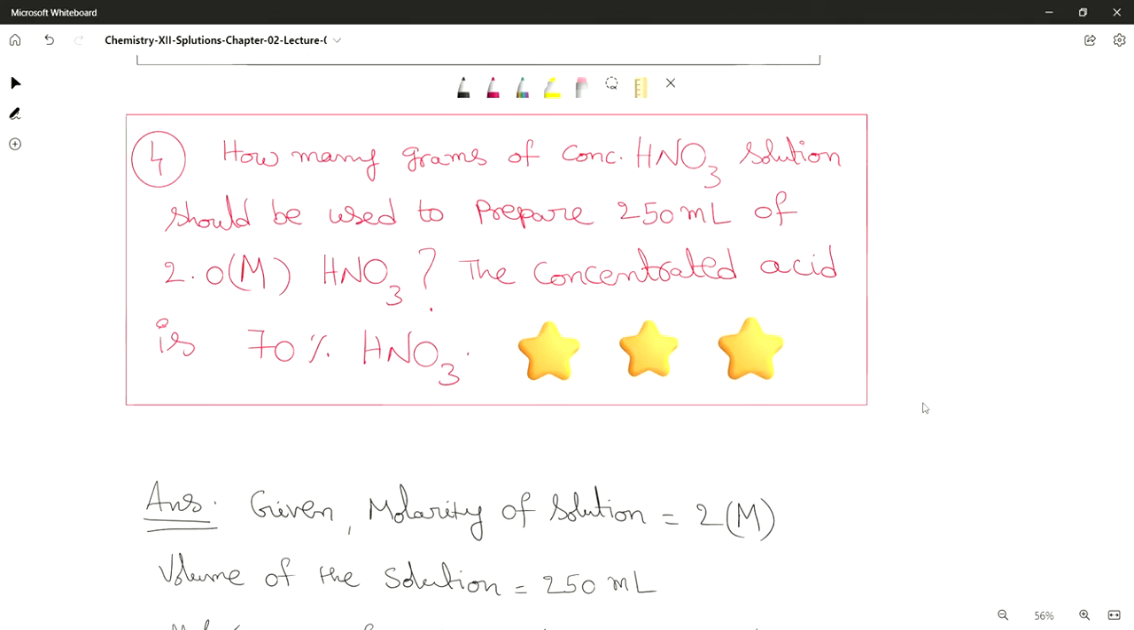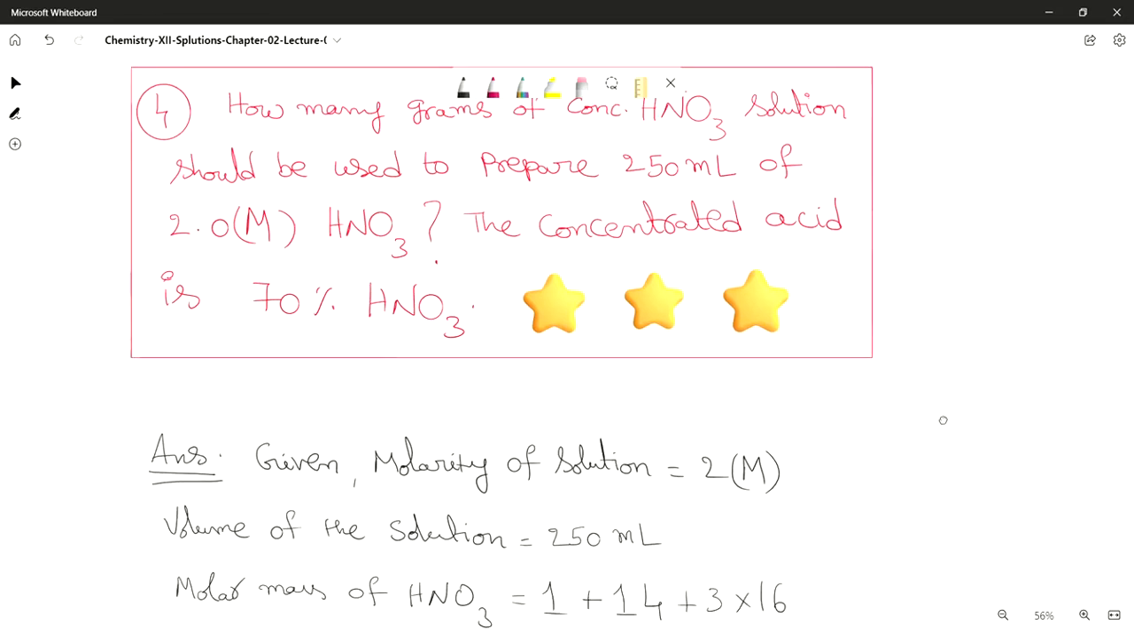How many grams of concentrated nitric acid solution should be used to prepare 250 ml of 2 molar HNO3? The concentrated acid is 70% HNO3. That's the catch here. It's not 100% HNO3. That is 70% HNO3. That's another important question we are going to deal with right now.